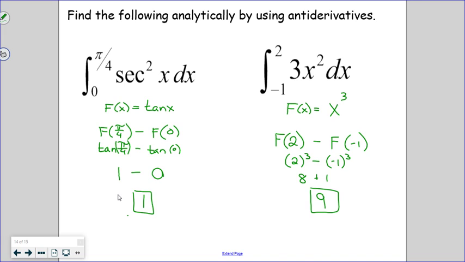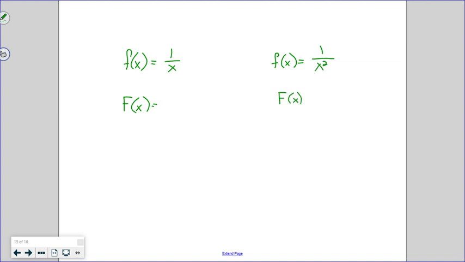Okay, we're not going to do a full integration of something right now, but I want to give you a little bonus to think about here. If I told you that our function inside the integral was 1 over x, talk to your table partner about what its antiderivative was. And if I told you that the function inside our integral was 1 over x squared, talk to your table partner about what its antiderivative is. Go.